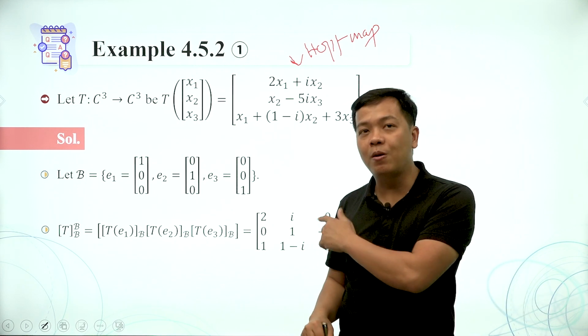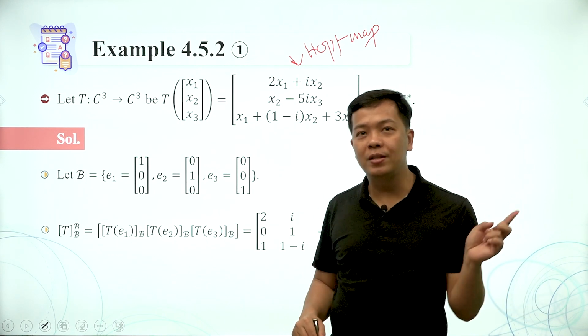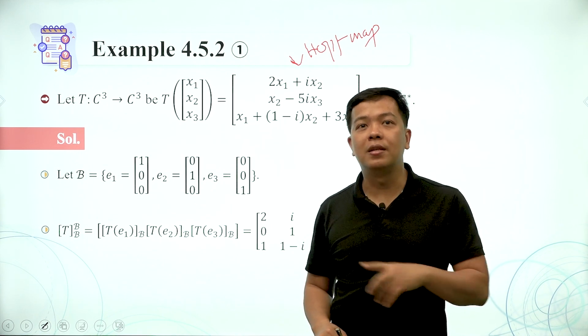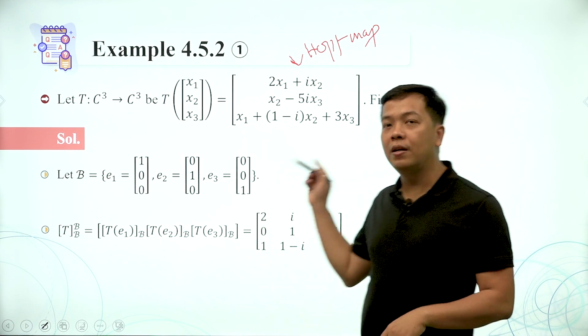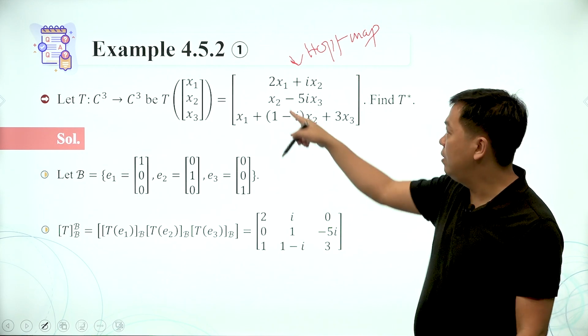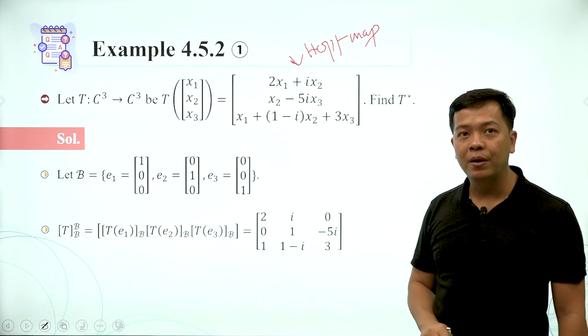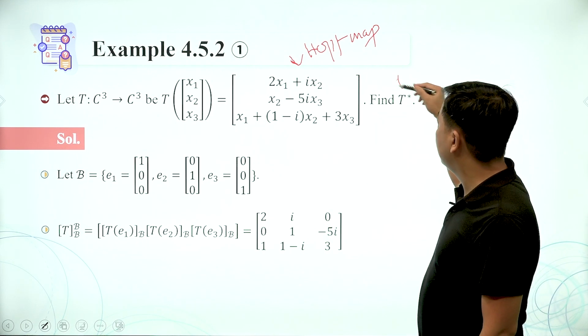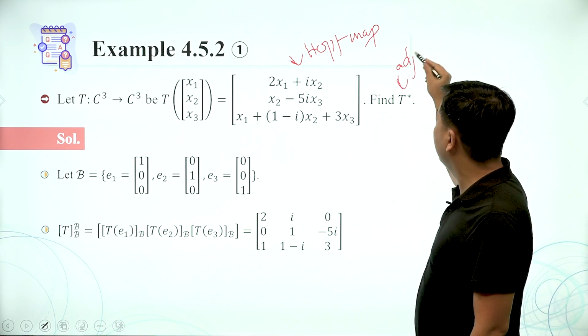If you forgot about this Hobbes map, maybe you can check the third or fourth lesson in our class. Yeah, you can check about the Hobbes map. What is this value? Okay. And based on this one, you can find the adjoint.